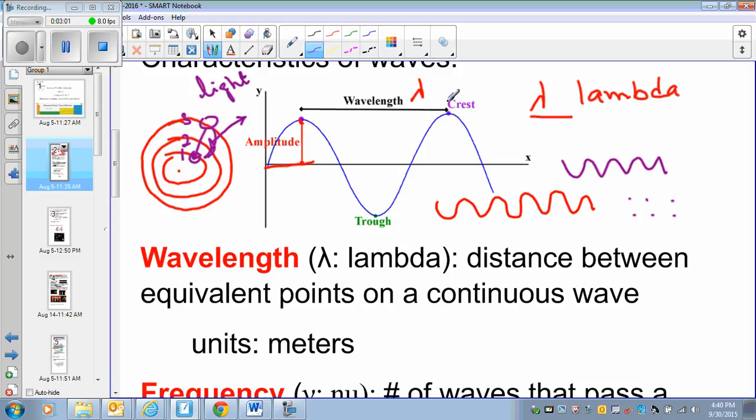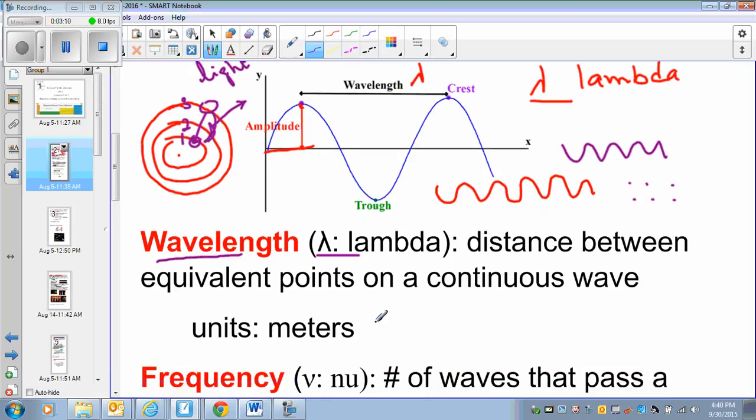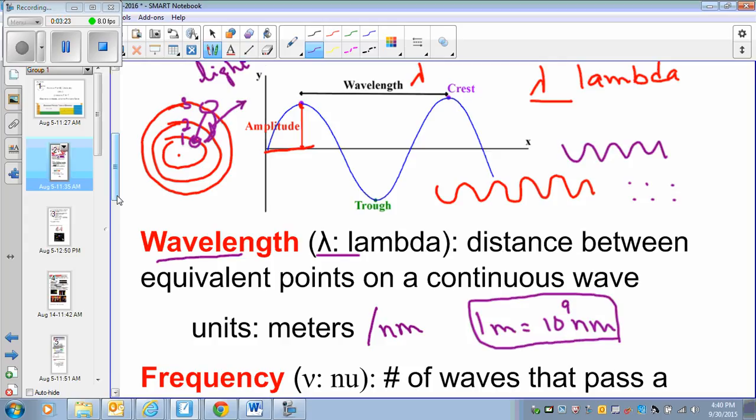So the distance between the two crests is called wavelength, which is lambda. That is the distance between the 2 points, whether crest or the trough. We will use meters or nanometers for this. Okay, so 1 meter is 10 to the power 9 nanometers. So keep that relationship in mind, because you will be making some conversions.